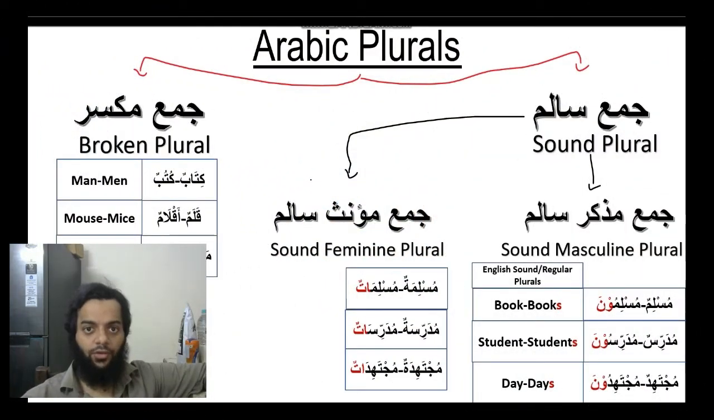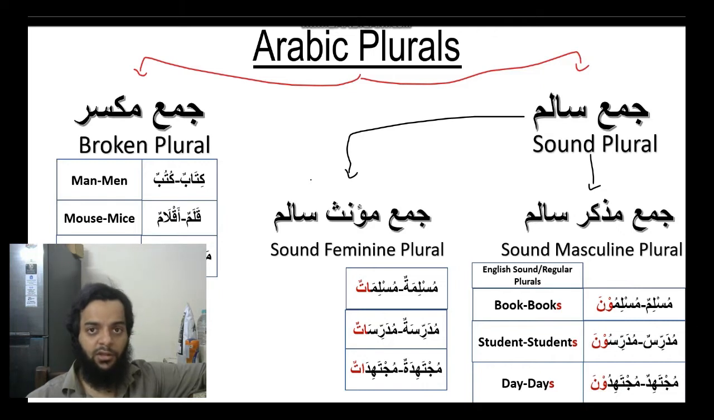So you can say I wrote Arabic plurals. They are divided into Jama Salim, which means sound plural, and Jama Mukassar, which means broken plural. Then Jama Salim, or sound plural, is further divided into Jama Muzakkar Salim, the sound masculine plural, and Jama Muannas Salim, the sound feminine plural.